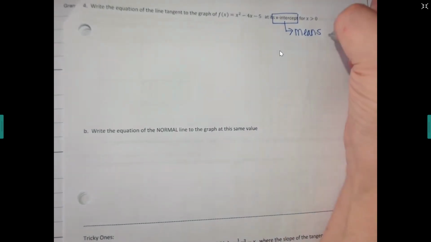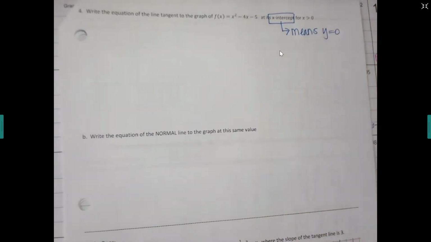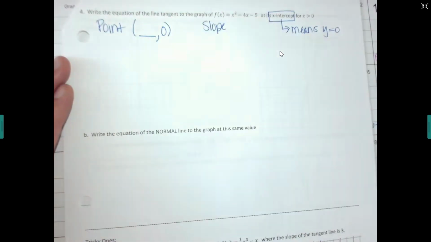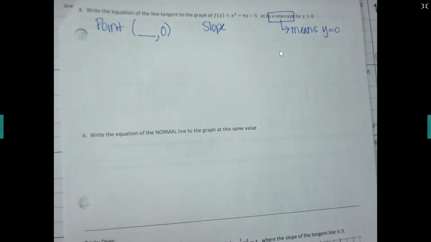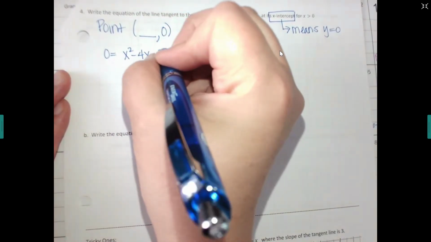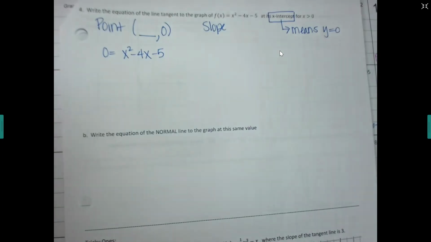0. Thank you. That is correct. That means that y needs to be 0. So I don't have the x, but I know the y that I want for my point. We still need a point and a slope, but this time it's something comma 0. Then we're going to take our equation of our line, and instead of plugging in 0, we're setting it equal to 0. So I'm going to take 0 equal to x squared minus 4x minus 5. And then we're going to AC chart that.